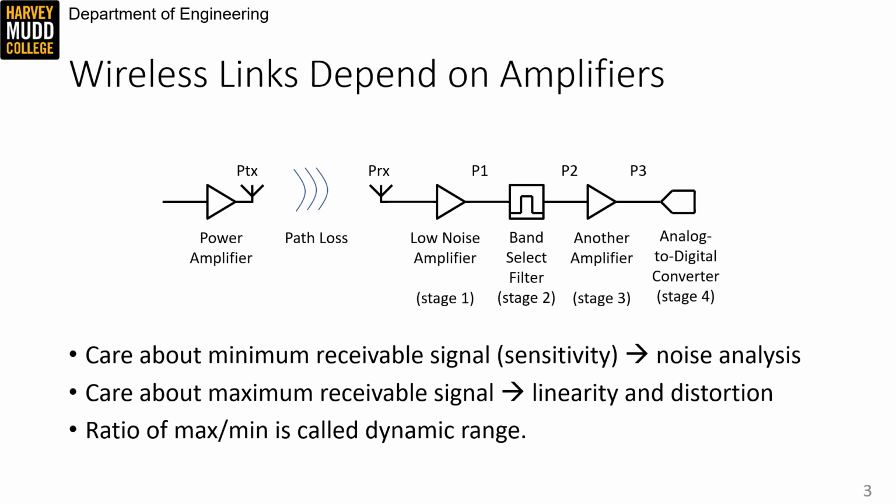These two design parameters define a maximum and a minimum acceptable signal, and the ratio of those maximum and minimum signals is called dynamic range. Dynamic range is the king of specifications for many analog systems, and we'll care about it in this class too.